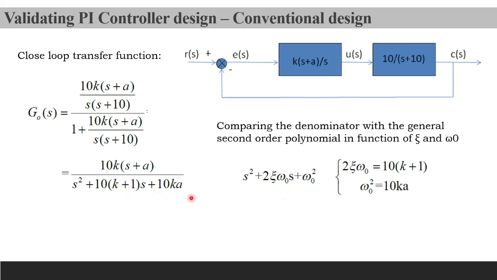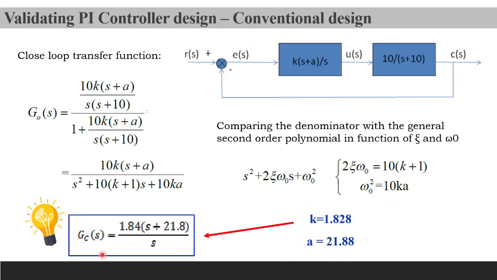So let's compare this denominator with this standard characteristic equation, and I can find the values of zeta and omega n from here. And fortunately I found the same values of k and a. So exactly, our root locus design was validated using the conventional technique, and I found the same transfer function which was present there.